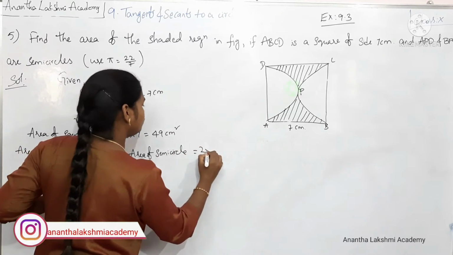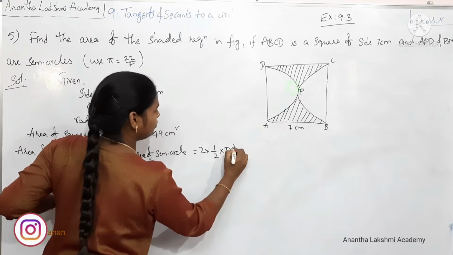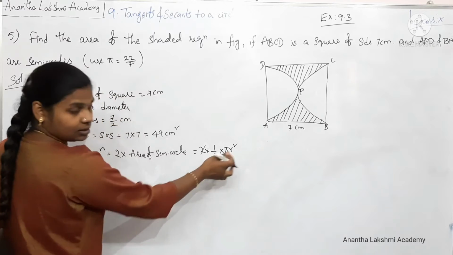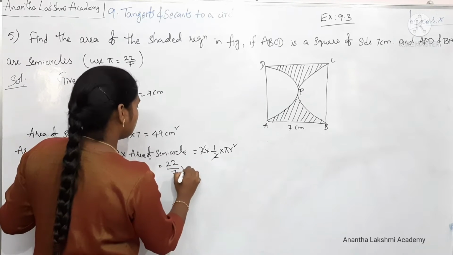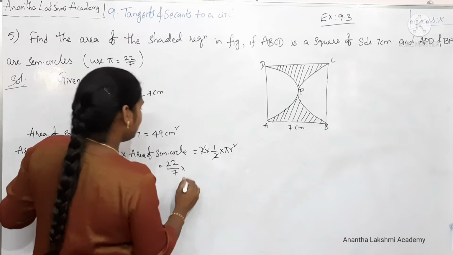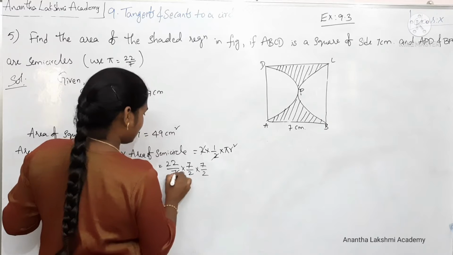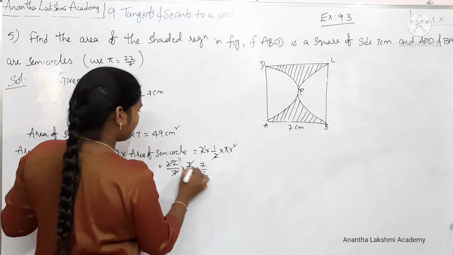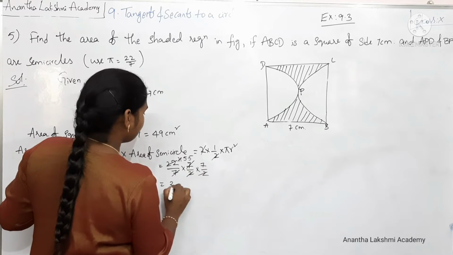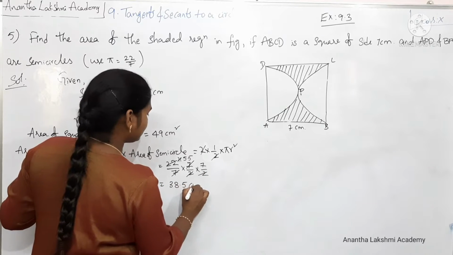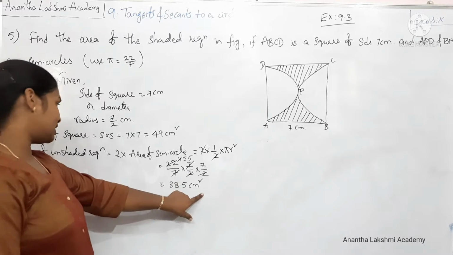So this becomes 2 into half into pi r square. That is the formula. So we are going to use 22 by 7, that is what is told for us here. So r square is 7 by 2 into 7 by 2. So 7 gets cancelled. 2 11s are 22, 5.5 times 7, 7 5s are 35, and this becomes 38.5 square centimeters.